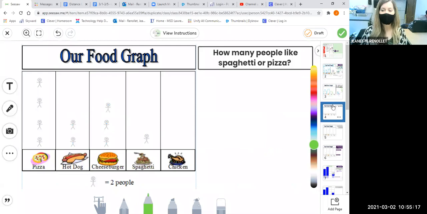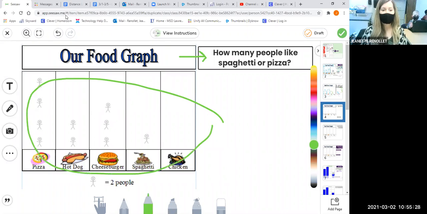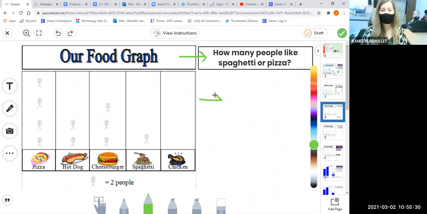Okay, click on slide number 4. Slide number 4 is your next job with your breakout room. You will read the question, use the graph and data, and answer the question by showing your work.